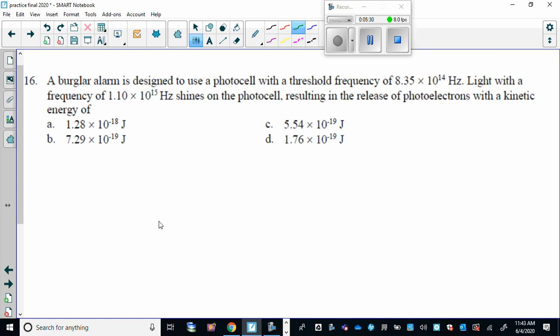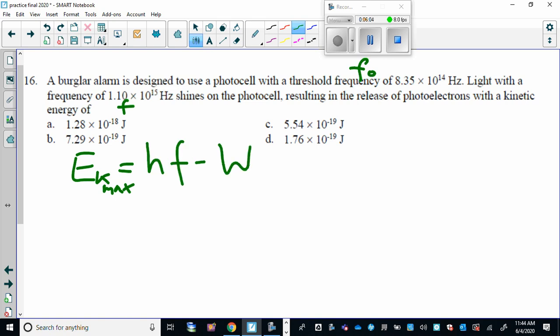The next question is a photoelectric effect question. A burglar alarm is designed to use a photocell with a threshold frequency of 8.35 times 10 to the 14. Light with a frequency, so the incident light, so this is f, 1.1 times 10 to the 15, shines on the photocell, resulting in a release of photoelectrons with a kinetic energy of... Okay, this is again straightforward. Here's the formula that I recommend that you memorize for the photoelectric effect.